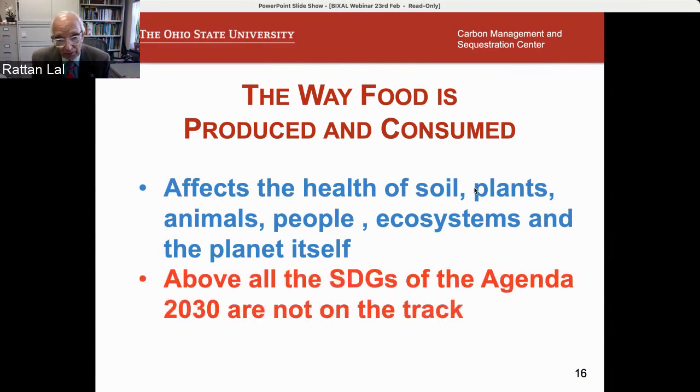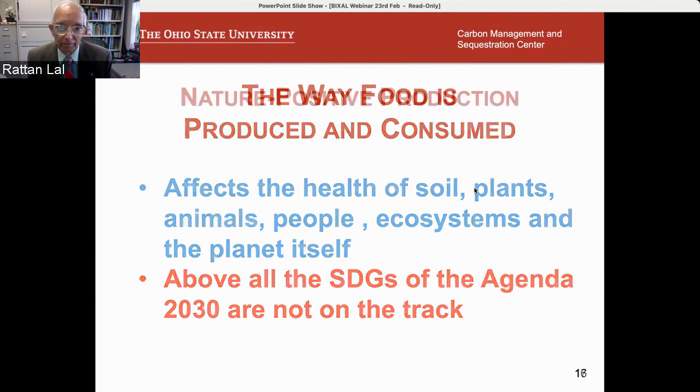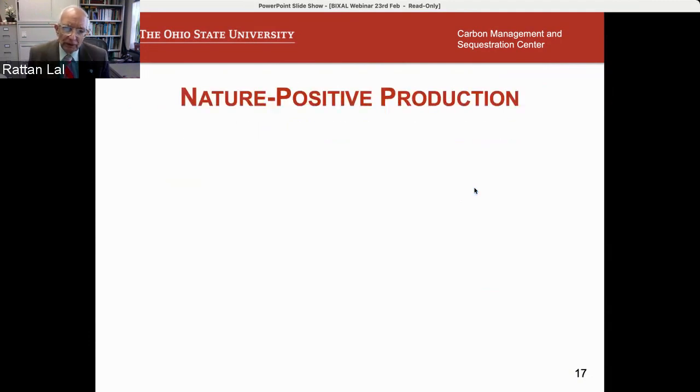Above all, the sustainable development goals of the Agenda 2030 are not on track, and food systems have something to do about it. Therefore, we should be thinking about nature-positive production, nature-friendly production. Agriculture and nature have to follow a synergistic pathway, friendly pathway, cooperative pathway. Agriculture, which each one of us performs 3 times a day when we eat food, has to be nature-positive, has to be nature-friendly. There's no other option.